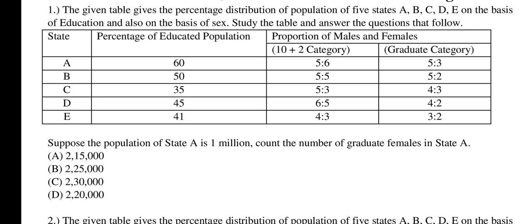In the first box called state, we have got A, B, C, D, E, and then in the second box we have got percentage of educated population: 60, 50, 35, 45, 41. Then proportion of males and females in the 10 plus 2 category, then the graduate category. In the 10 plus 2 category: 5 ratio 6, 5 ratio 5, 5 ratio 3, 6 ratio 5, 4 ratio 3. Graduate category: 5 ratio 3, 5 ratio 2, 4 ratio 3, 4 ratio 2, 3 ratio 2. So this is the table that we have got.